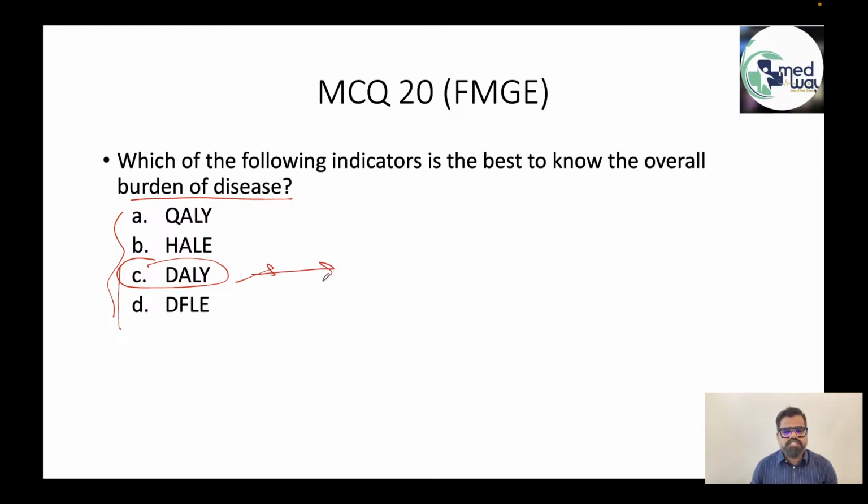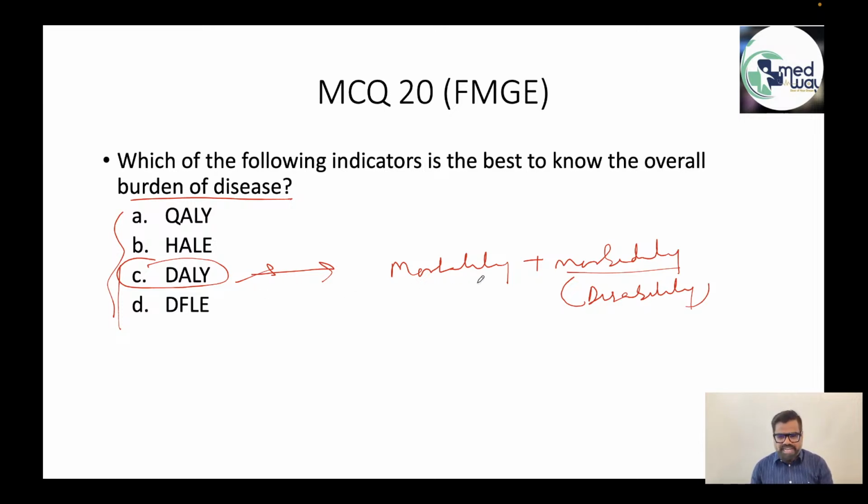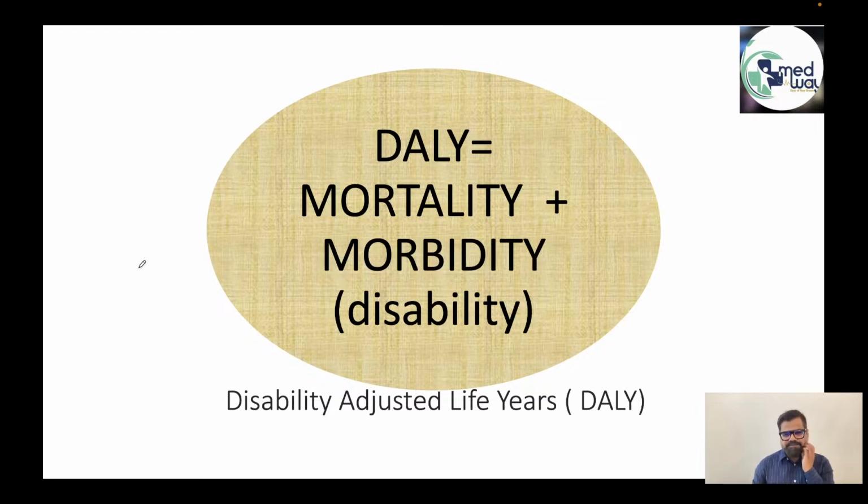In simple terms, students, if you don't remember the technicality of DALY, forget it. DALY measures in one term mortality plus morbidity. And in morbidity, I'm writing here disability, so as not to get confused. Disability is also part of morbidity. So DALY measures mortality and disability. One indicator which gives you both components: how many people are dying, how many people are disabled or morbid. So this is the best indicator. Now try to understand what DALY is, because this question is very important, and on an average, one or two questions are asked.